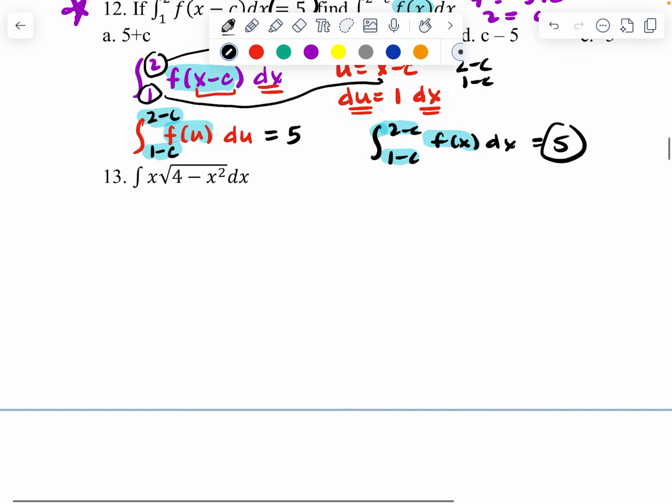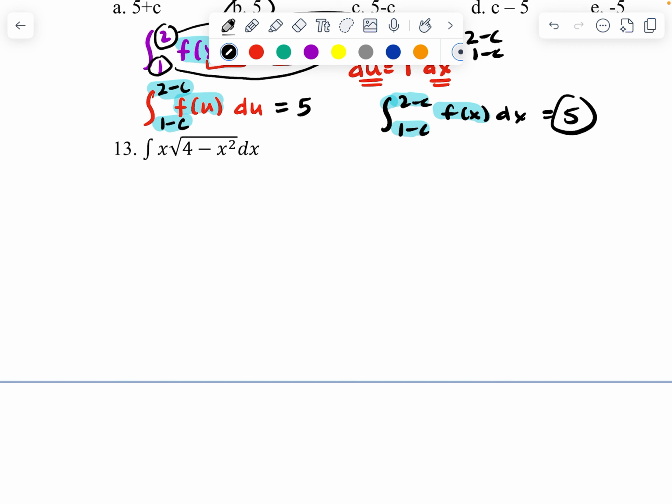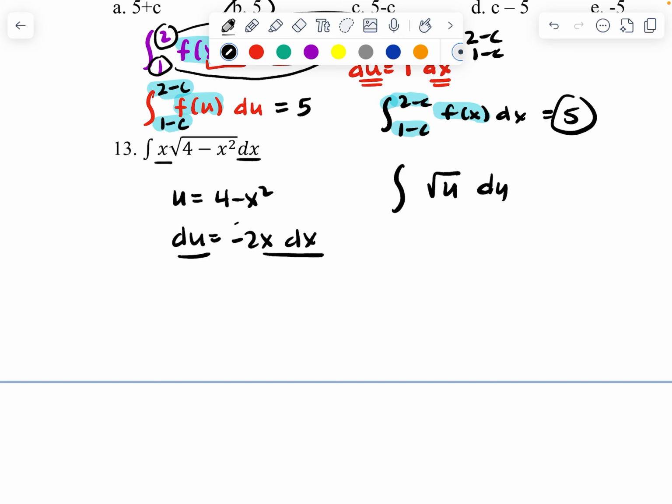And then let's look at number 13. Let's go ahead and do u sub on this. So the u on this one is going to be my 4 minus x squared. The du is going to be negative 2x dx. And then if I rewrite my integral, I'm going to get the integral of the square root of u. The dx becomes my du. But I have a leftover negative 2, which means I have to multiply by negative 1/2. So rewriting this, integral of u to the 1/2 du.